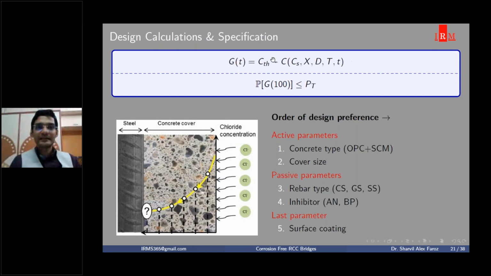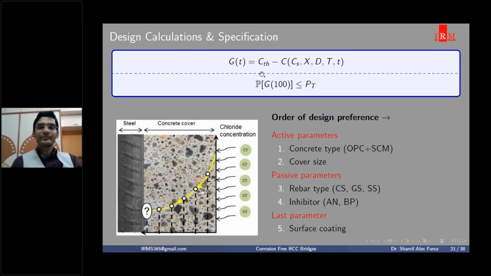So this is our design equation, and it is solved at the time when, let's say, t equals 100 years. That is the design life that we want. It could also be 120 years. The design solution is that the probability of this limit state at the age of 100 years, or let's say 120 years, should be less than the target probability of failure.